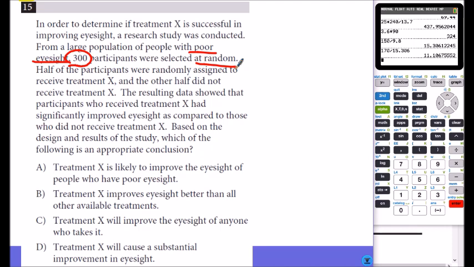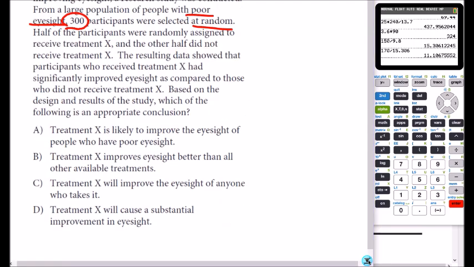Based on the design and result of the survey, which of the following is an appropriate conclusion? So the ones who had bad sight improved their sight, right? So let's see. A, treatment X is likely to improve the eyesight of people who have poor eyesight. Yes, that makes sense. B, treatment X improves eyesight better than all other treatments. We don't know how other treatments are working, so that's not true. C, treatment X will improve the eyesight of everyone who takes it, but they only chose the ones who had poor sight. So if they had good sight, we are not sure what will happen to them. Would it be the same or get better? D, treatment X will cause substantial improvement in eyesight.